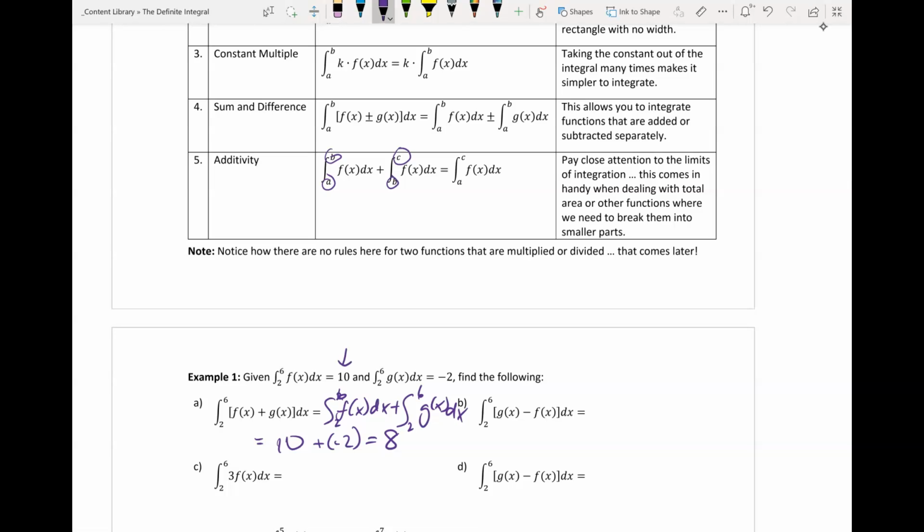Same thing for the next one. We can separate them into 2. So the integral from 2 to 6 of g of x dx minus the integral from 2 to 6 of f of x dx. So the integral of g of x from 2 to 6 is negative 2, and the other one is 10. Final answer is negative 12.